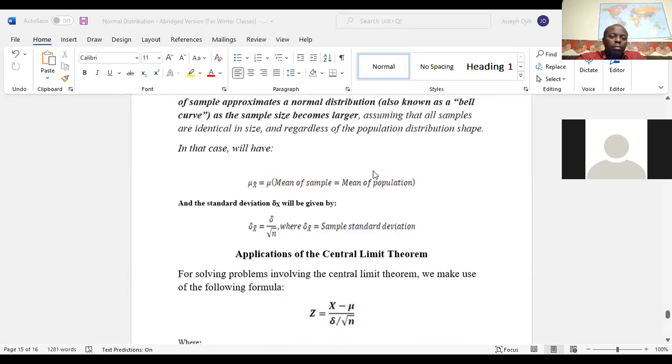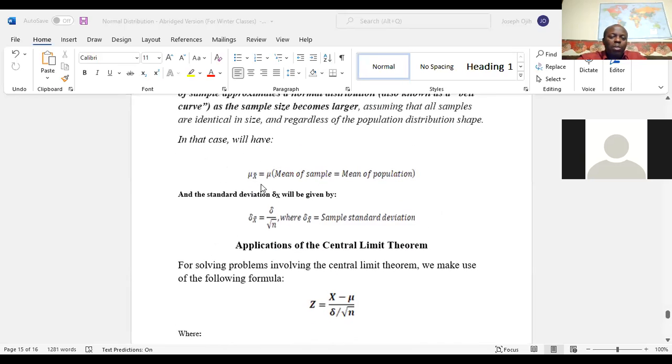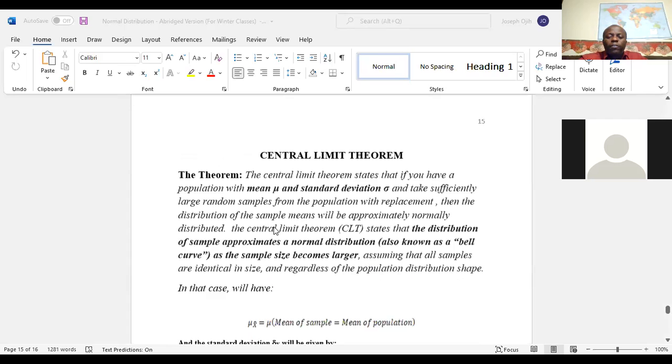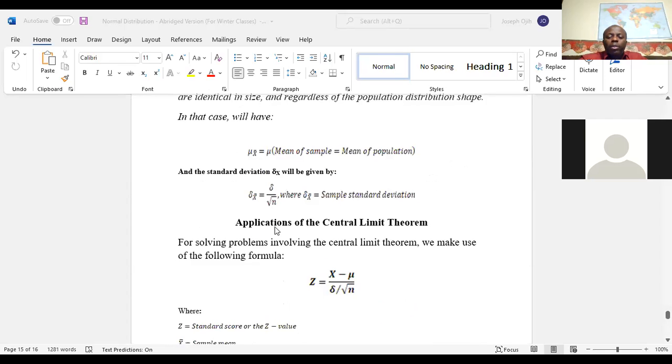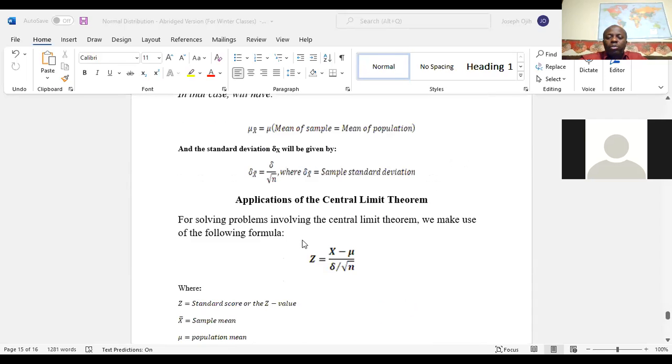In that case, the mean of the sample means will be equal to the mean of the population, and the standard deviation of the sample means will be equal to the standard deviation divided by the square root of n. So two things are added here: sample mean and sample size, which modifies the formula we use for transformation to this. This is actually x bar. Z equals x bar minus mean, over standard deviation divided by the square root of n.